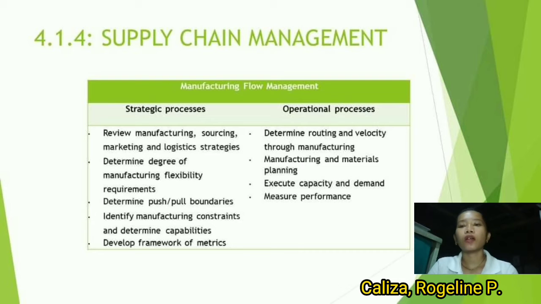Determine push and pull boundaries, identify manufacturing constraints, and determine capabilities. Is need to know the limitation of productions and to process the product. Identify develop framework of metrics is need to improve the process of productions. In operational process is determine routing and velocity through manufacturing. Is need to know the place of your business or the clients. Manufacturing in material planning is the illustration planning is important to know how to make a decision for the productions.